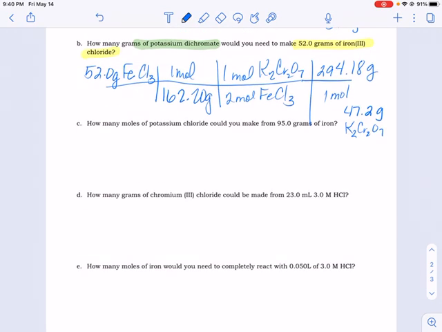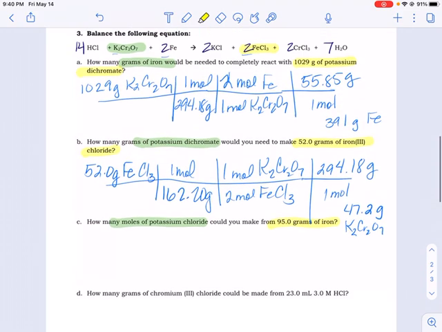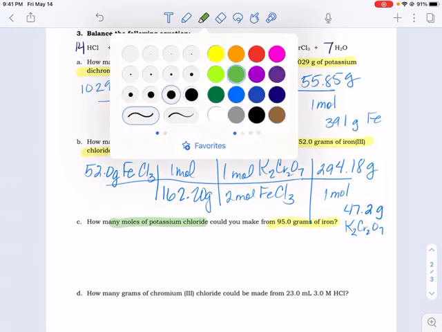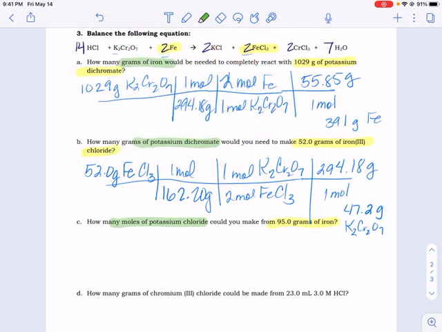Letter C. This time, how many moles of potassium chloride would you make from 95 grams of iron? So we're doing iron to potassium chloride. We start with 95 grams of iron. Molar mass is 55.85 grams in 1 mole.